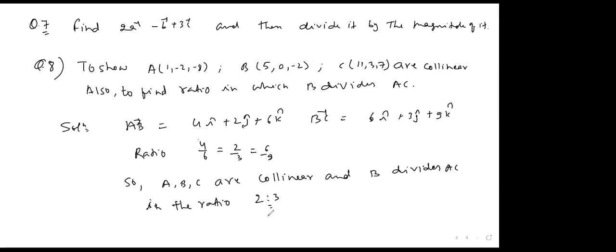Let's do question number 9. Find the position vector of a point R which divides the line joining two points P and Q internally in the ratio 1:2 so that P is the midpoint of RQ.